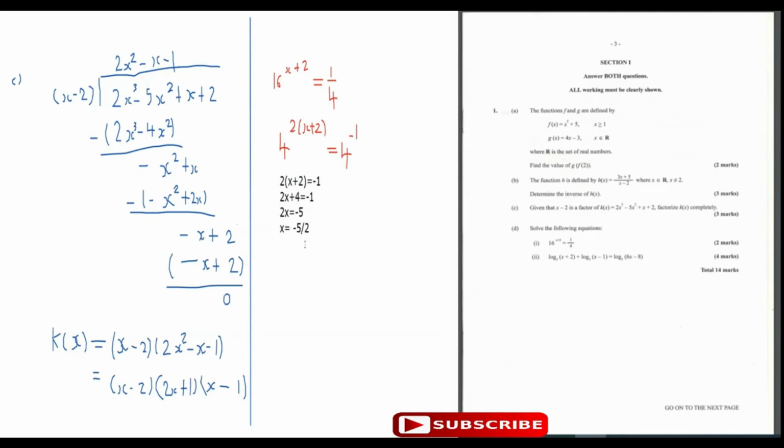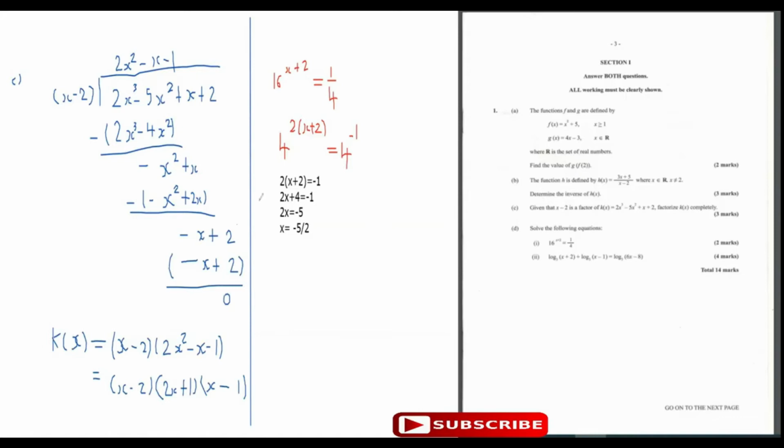And anytime you're in doubt, you can check your answer. X is negative 5 over 2. You can say negative 5 over 2 plus 2, and 16 raised to that power. You get your quarter, so this is indeed correct.